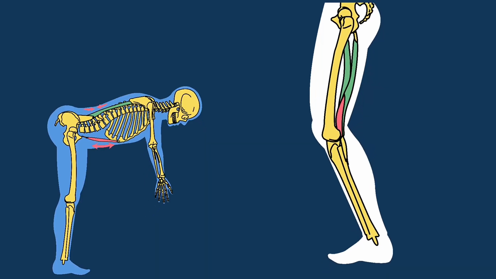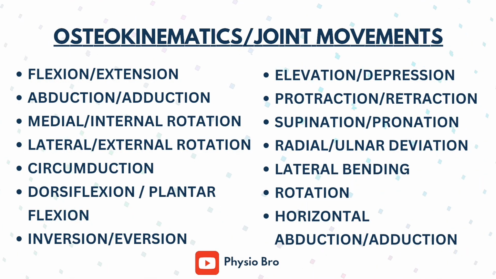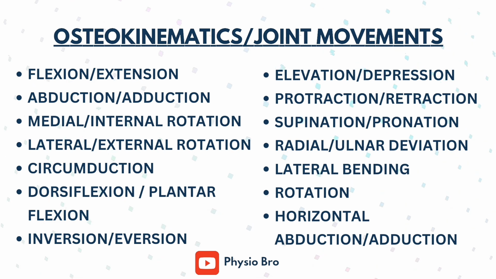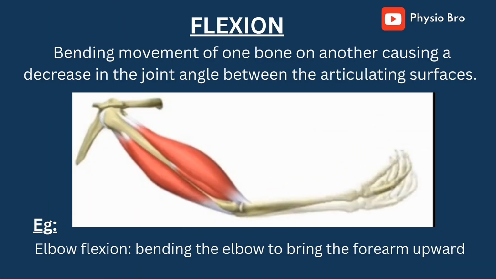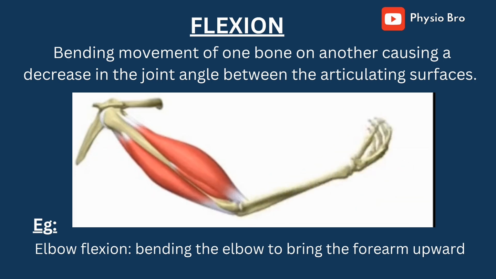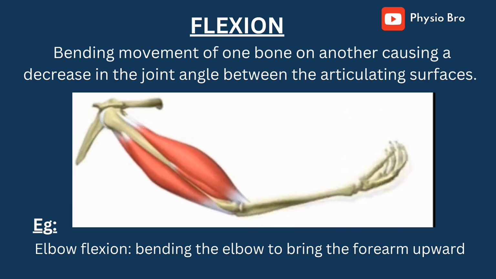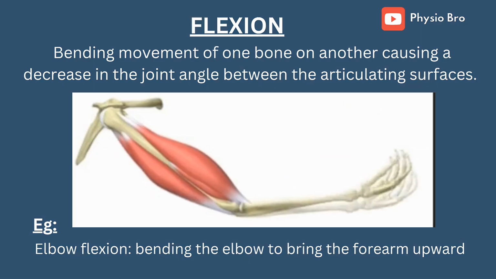Muscles contract to produce movement at joints, and the subsequent movements can be precisely described using the following terminologies. These terms assume that the movement begins in the anatomical position. Flexion. Bending movement of one bone on another, causing a decrease in the joint angle between the articulating surfaces. Example: elbow flexion. Bending the elbow to bring the forearm upward.